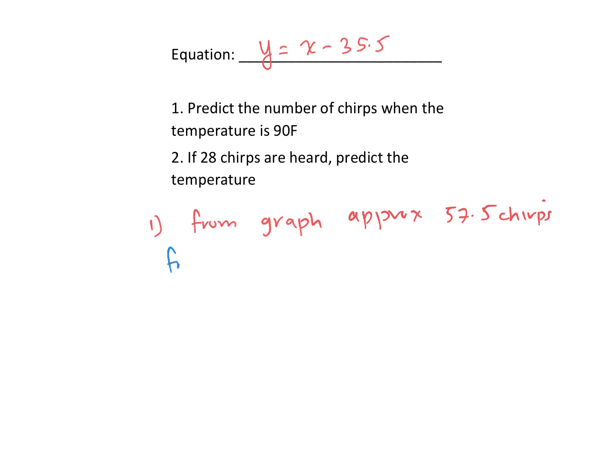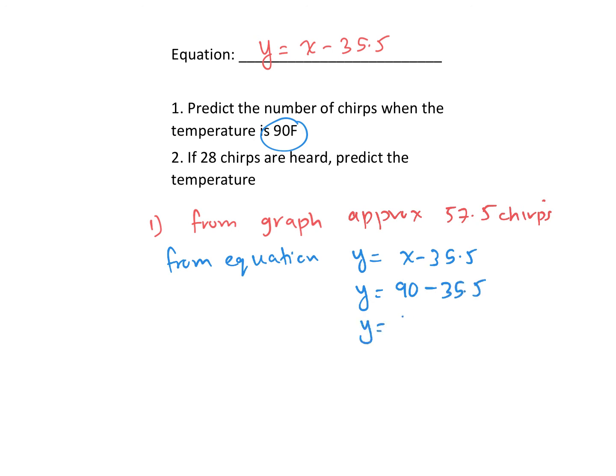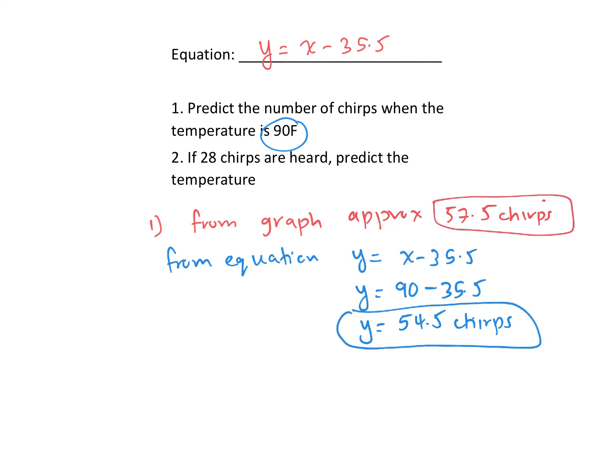From the equation, I found an equation from my line of best fit as y equals x minus 35.5. So I'm going to put in x has a value of 90 degrees Fahrenheit. So put in 90 minus 35.5, and that gives me an answer of 54.5 chirps. So you can see the answers are a little bit different, but pretty close. So from the graph, it was 57.5 approximately. From my equation, which is going to be a little bit more accurate, it was 54.5.